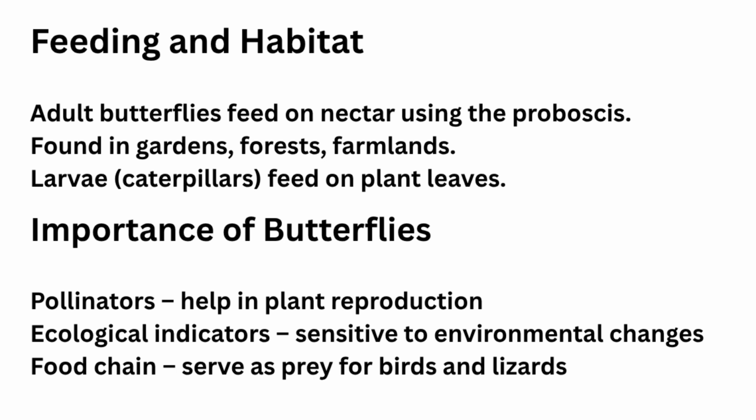An importance of butterfly: they are great pollinators. Okay, they help in plant reproduction. They are ecological indicators, and that's because they are very sensitive to environmental changes. So when you find butterfly in a certain ecology, it gives you an idea of what is happening in the ecology. When you find a certain number of butterfly, a certain species of butterfly, it can give you an idea of what is happening in that particular ecology. It is a very important component of the food chain. Yeah, because it serves as prey for birds and lizards.